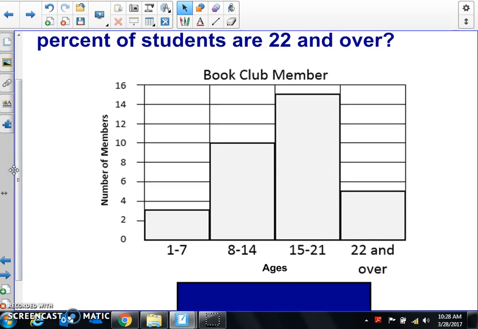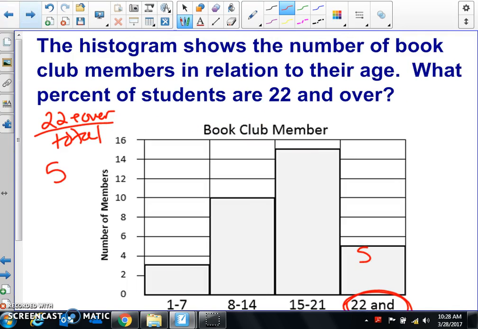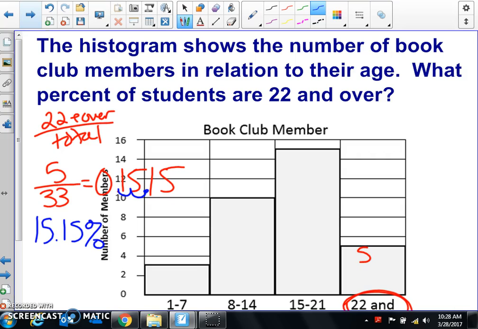What percent of students are 22 and over? So this is the last one we're doing for this video. 22 and over is here. So once again, we know the total is going to be 22 and over over total. That's our rule. So 22 and over, there were 5. And then from the previous example, we know that the total is 33 people. Now we turn that into a decimal. And then we double dip it. Boom, boom. So that's 15.15% of people. Okay?